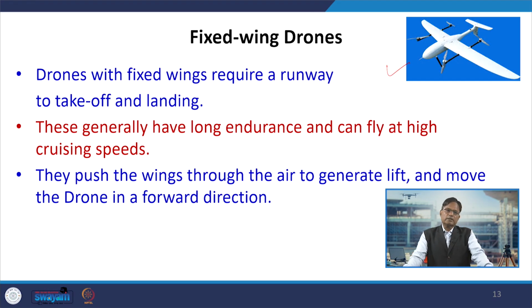Fixed wing drones generally have long endurance and can fly at high cruising speeds. The speed is much higher and they have a long endurance time. They push the wings through the air to generate lift and move the drone in a forward direction. Due to the lift generated by these wings, the drone moves in the forward direction, and that is why the speed is much higher than the previous one.